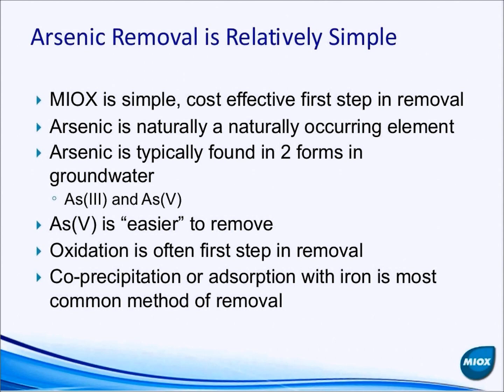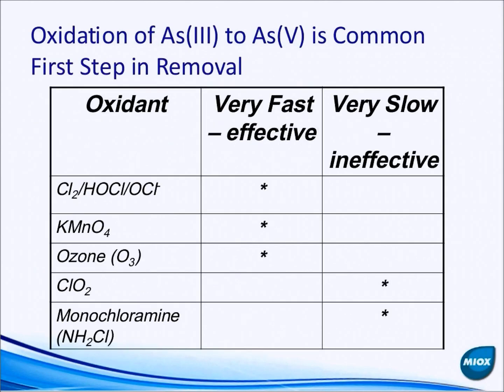You can oxidize it in a variety of different ways. It's actually fairly easy to oxidize. Ozone does it very quickly. Potassium permanganate does it quickly. Chlorine bleach, sodium hypochlorite, and mixed oxidants all oxidize arsenic very quickly. Chlorine dioxide and monochloramines tend not to oxidize it, if at all. So if you are choosing a low-cost, easy-to-use oxidizer from this list, bleach and on-site generated bleach or mixed oxidant is by far the most cost-effective way to oxidize your arsenic.